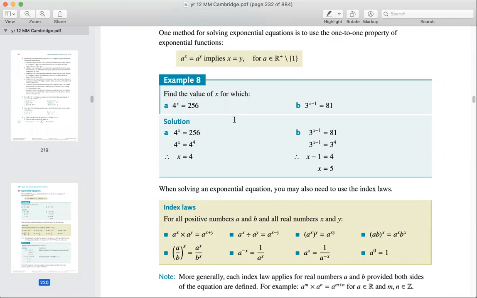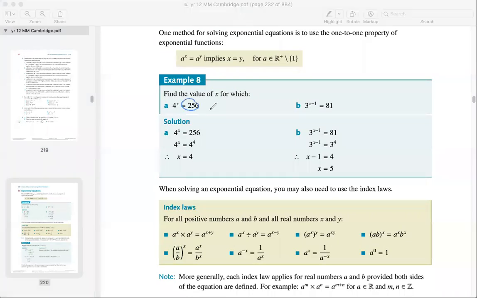Same base in this case means you can change to 256 or you can change to 4. But of course, changing to the smaller one is slightly easier, because this one is 4 to the power of 4 and this one is 3 to the power of 4. So we can get the x value by just equating the powers, okay?